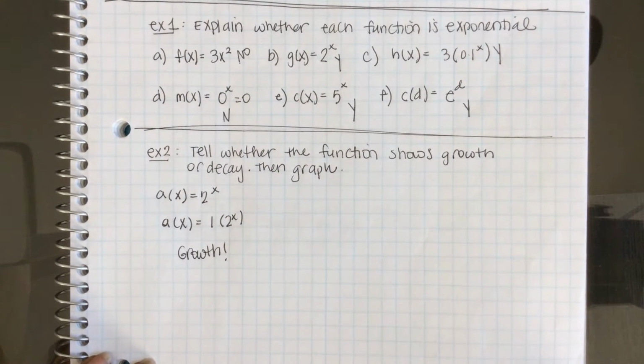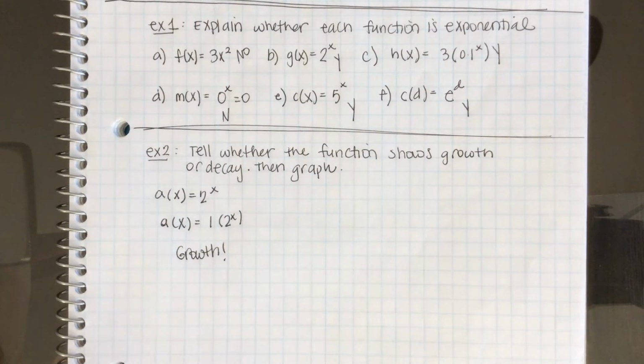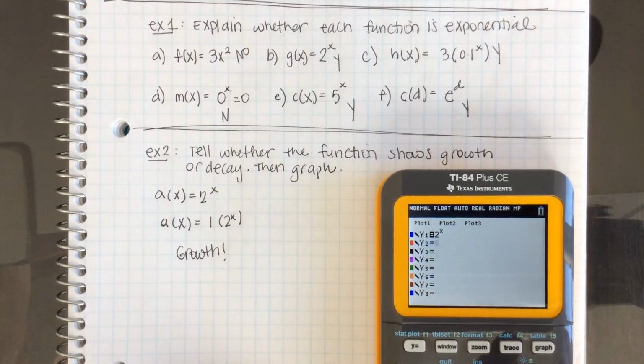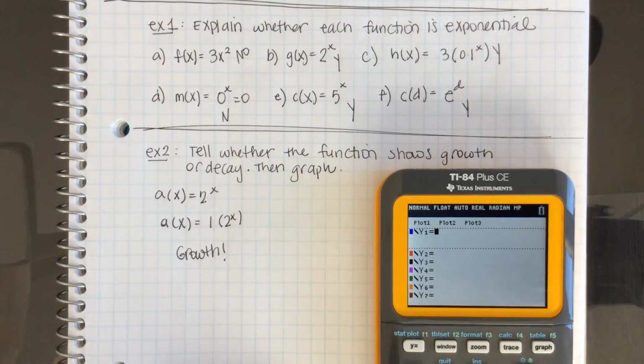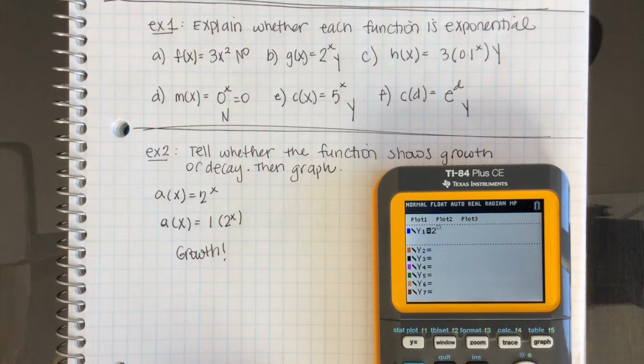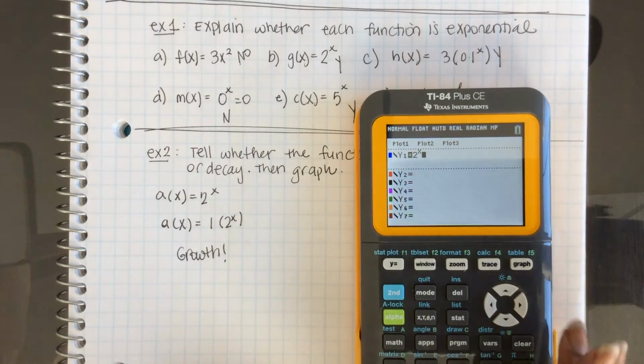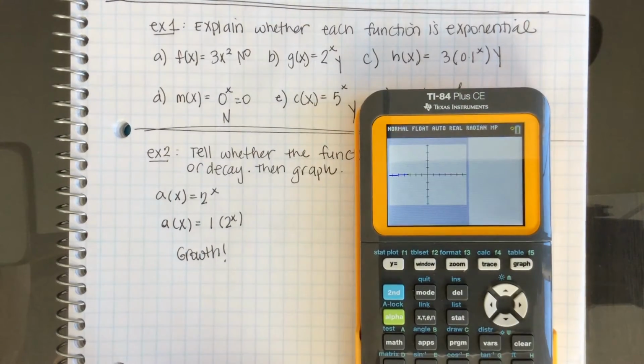So now, in order to graph this function, I'm going to use my graphing calculator to get a table of points that I can plot. So I go to my y equals, and I'm going to type in 2 to the x. So 2 raised to the x power. So if I want to graph that, click graph.